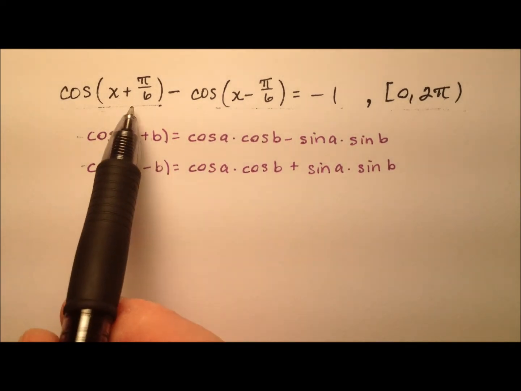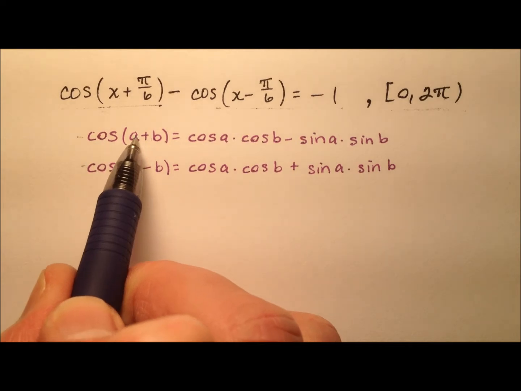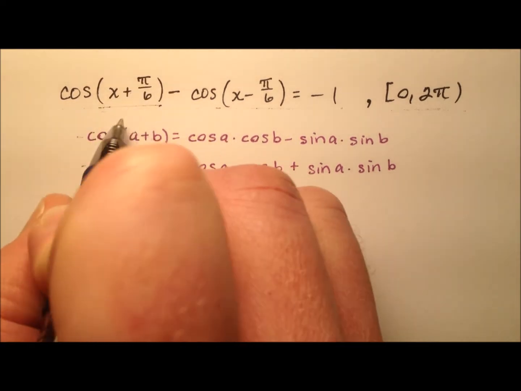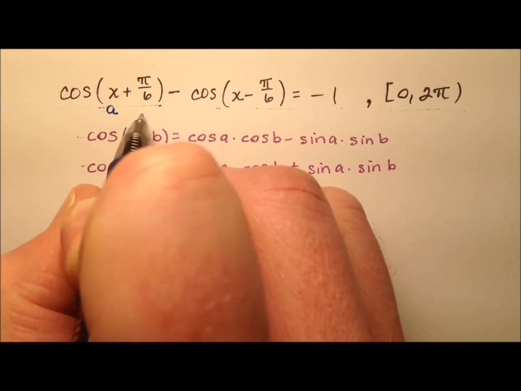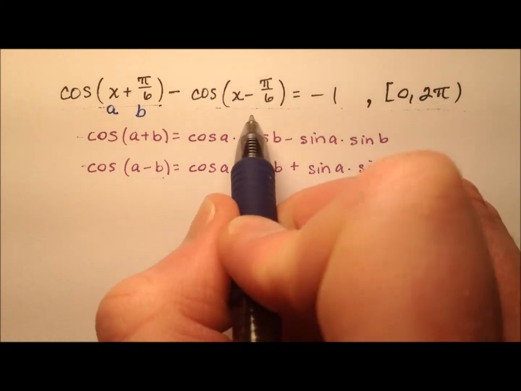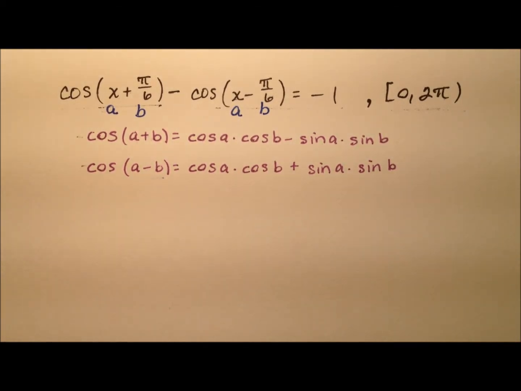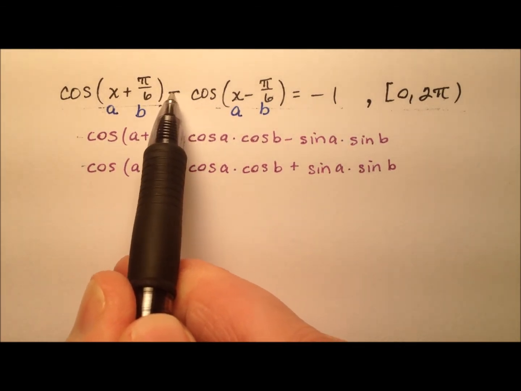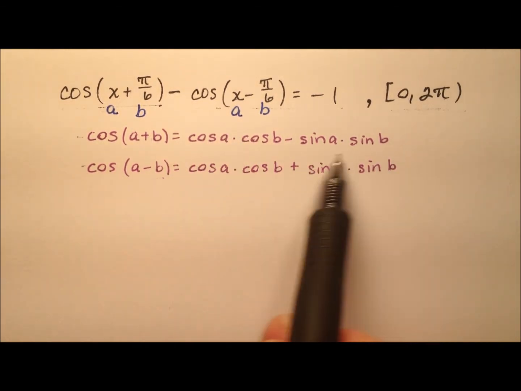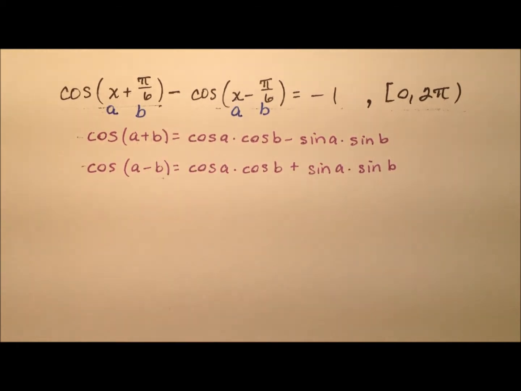So let's first find these values of a and b that we're going to use, and then we'll use these expansions and see what we have. So the cosine of a plus b. Here we have two values that we're adding, so we'll call the x our a and this pi over 6 our b. And similarly, we're subtracting these two, so we'll call this x our a and the pi over 6 our b. We're going to be really careful because we're subtracting here, but you'll notice both of these expansions have two terms, and they have their own signs in the middle. So we're just going to be really careful of that.